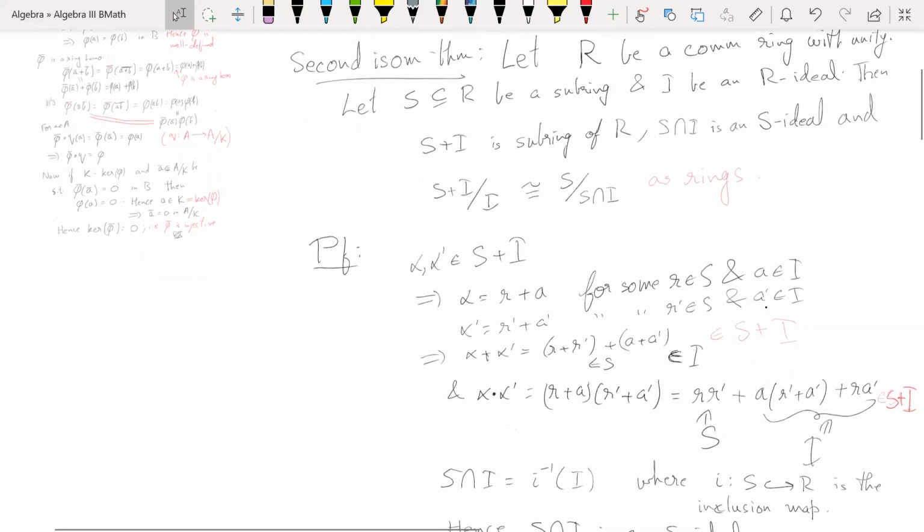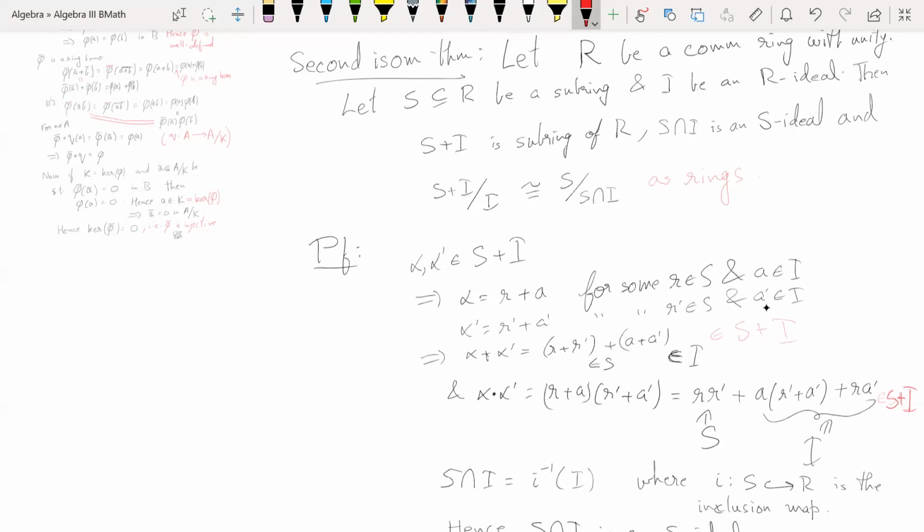Next, S intersection I is an S ideal. That follows from the lemma which we proved. S intersection I is the same as i inverse of I, where this little i is the inclusion map. S is a subring of R, so we can write an inclusion map i from S to R. And if S is a subring of R, then the inclusion map i is a ring homomorphism.